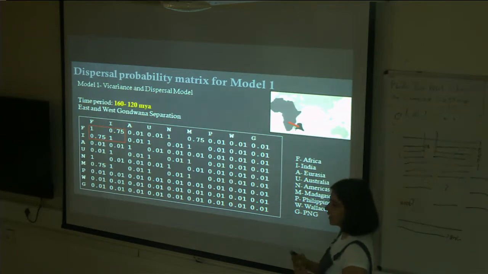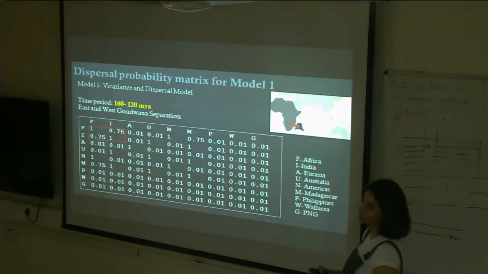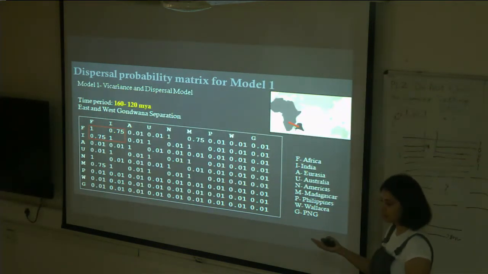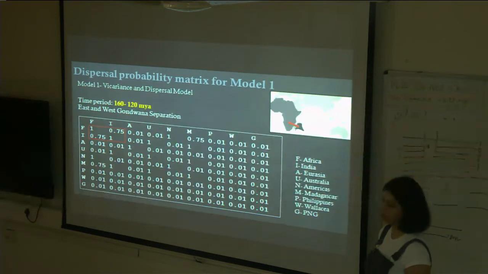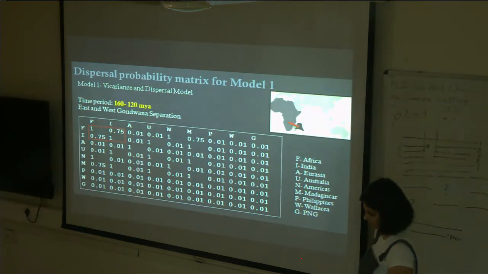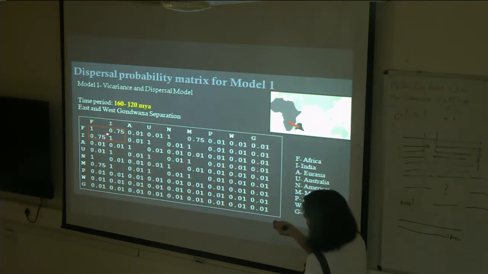So I considered land connections as a probability of 1. And anything that's not connected by land decreases in my analysis in increments of 0.25, but you can choose whatever. You can code it as whatever because the dispersal multipliers are all relative. So it doesn't matter if it's 0.8 and 0.2 or 0.75 and 0.25 as long as one is substantially larger than the other. So between 160 and 120 million years, I allowed the dispersals to be both ways. So from Africa to India and from India to Africa.